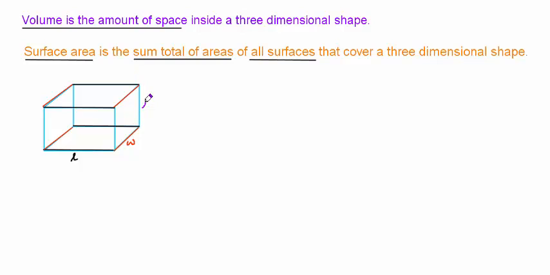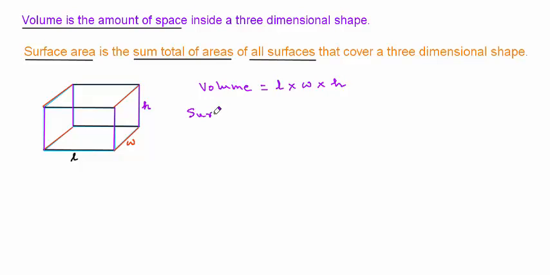And let's say the height of this prism or the box is H, which means this length is H, and so is this, and this, and this. The volume of such a prism is given as the product of its length, width, and height.